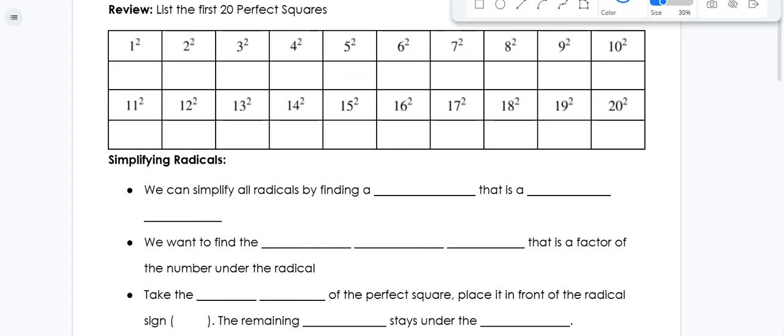So take a second, pause the video, see if you can fill in the perfect squares right here, the first 20 perfect squares. See if you can do it. Go ahead and pause the video and try it.